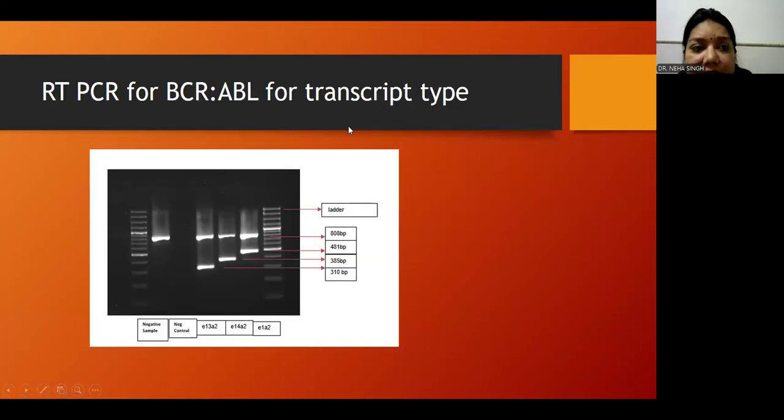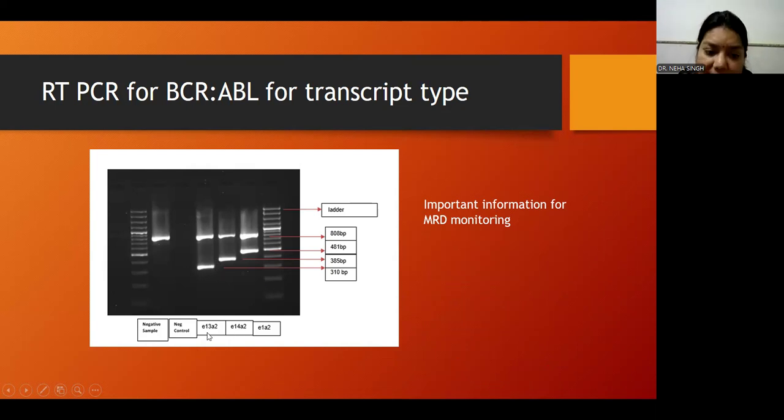So the answer to it is we should do an RT-PCR for BCR-ABL because we need to know the transcript type at baseline so that we can do the MRD monitoring at follow-up time points. How we interpret this test is, this is the gel electrophoresis picture.